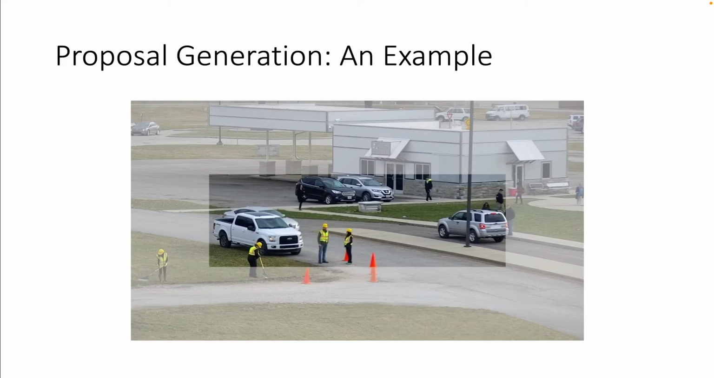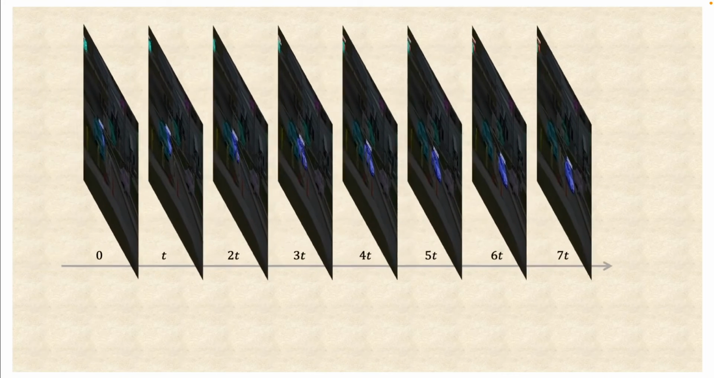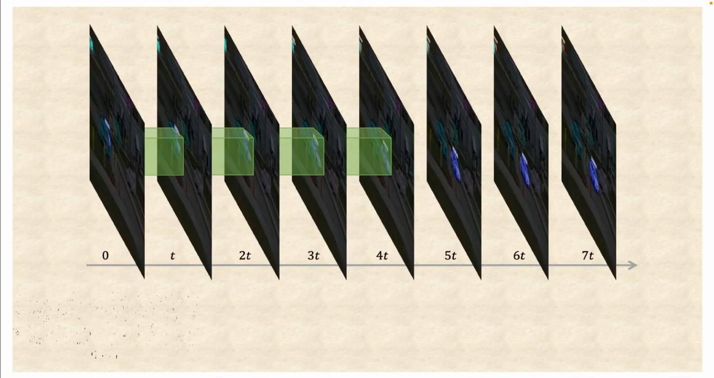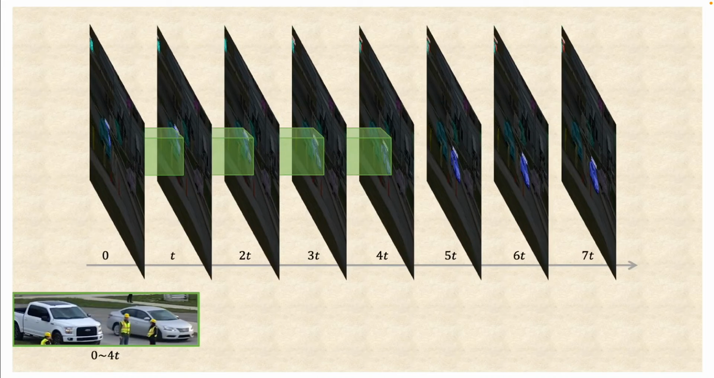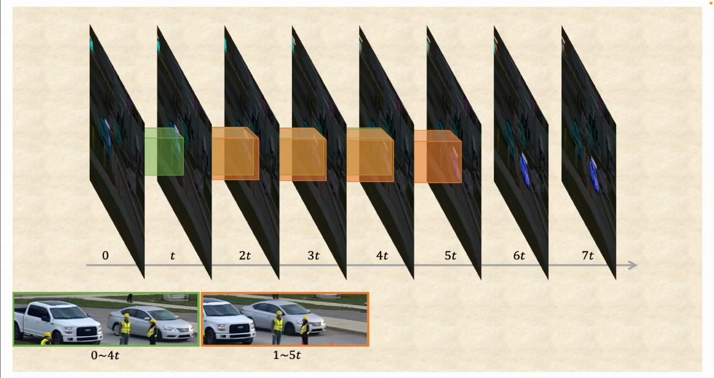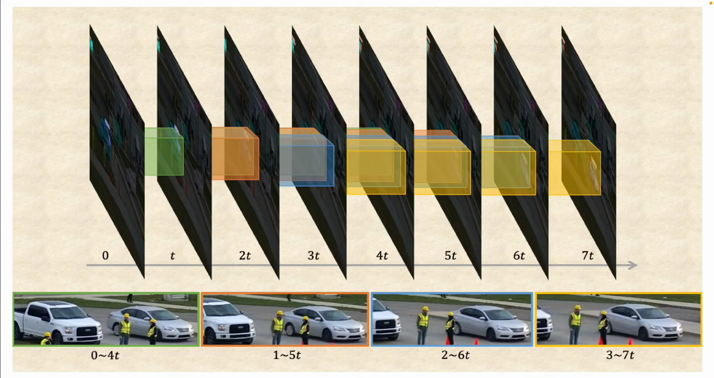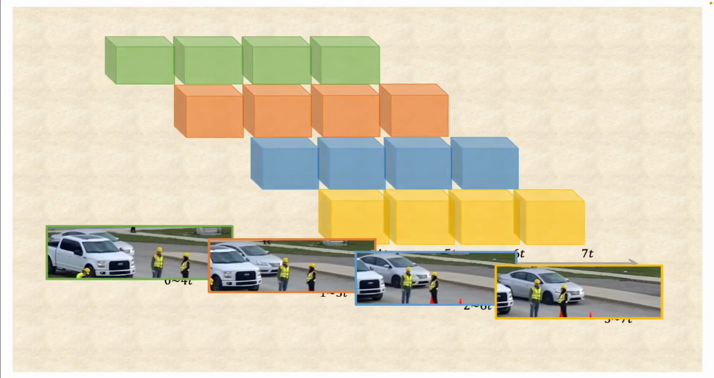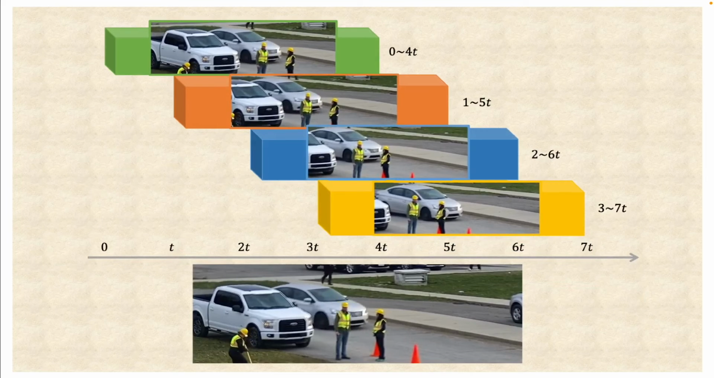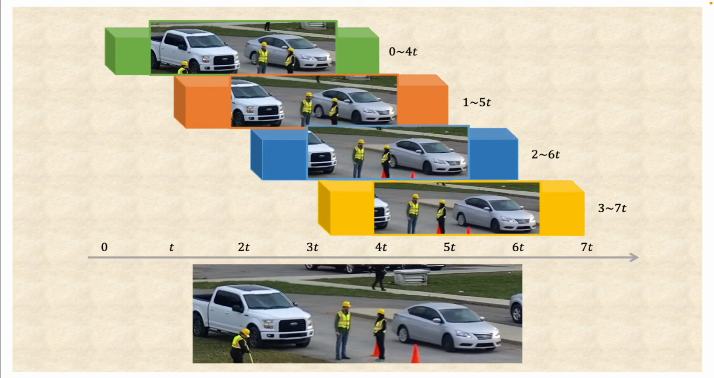Here is an example to illustrate how these cube proposals are generated for this moving sedan in the center. So at a certain stride t, which is almost half a second, we can generate duration 4t proposals, here 0 to 4t, 1t to 5t, etc. They are overlapping with each other. And here we can see when they stack together, they cover the duration from 0 to 7t, and this ensures the activity occurs anytime in the temporal dimension.